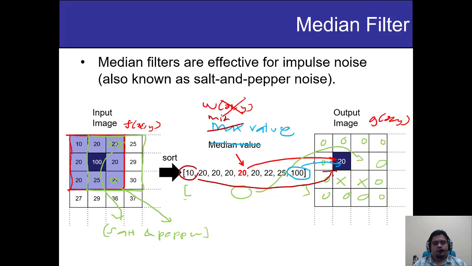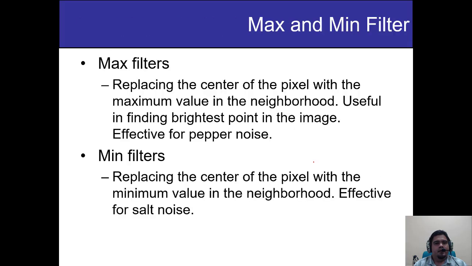As you can see in this slide, for the maximum filter, we replace the center pixel with the maximum value from the neighborhood, and this is very useful in finding the brightest points in the image. It is very effective in removing pepper noise. So if your image is only affected with pepper noise, which is the black dots, one alternative you can use is the maximum filter. But if your image is affected with salt noise, then you can use a min filter. If your image is affected with both salt and pepper noise, it's better to use the median filter.